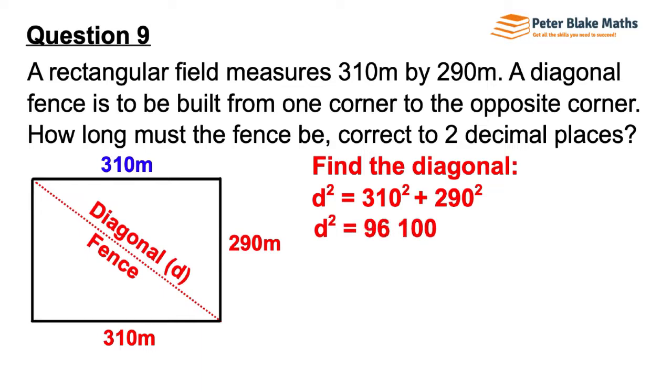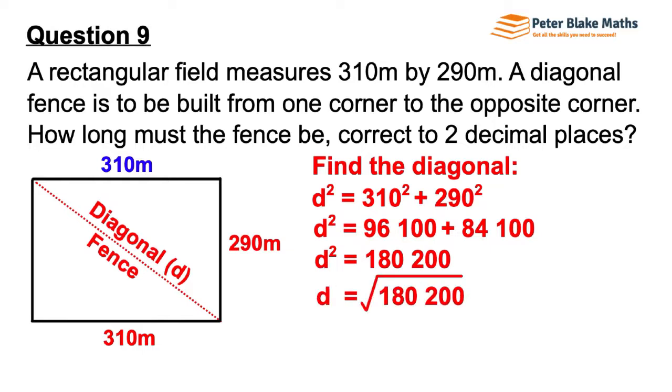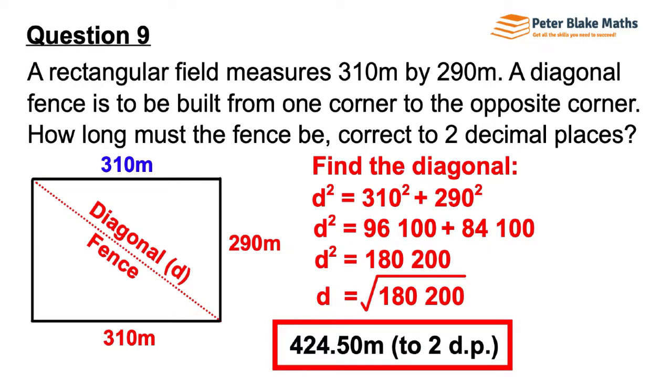Into our calculator we'll get these two big numbers, and we'll add them together. So we get d squared equaling 180,200. To get d on its own here and solve this little equation, we'll square root both sides and get a final answer of 424.50 meters. We were asked to round it to 2 decimal places.